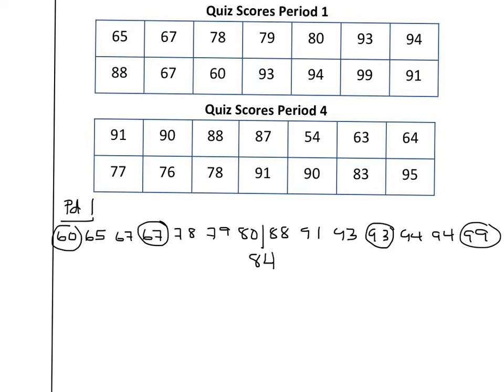Before we move on, since we're making modified box plots, we want to double check for any outliers. So in this case, our IQR, which is 93 minus 67, is 26. We're looking to see whether or not we have any outliers to the left of our data, and then to the right.